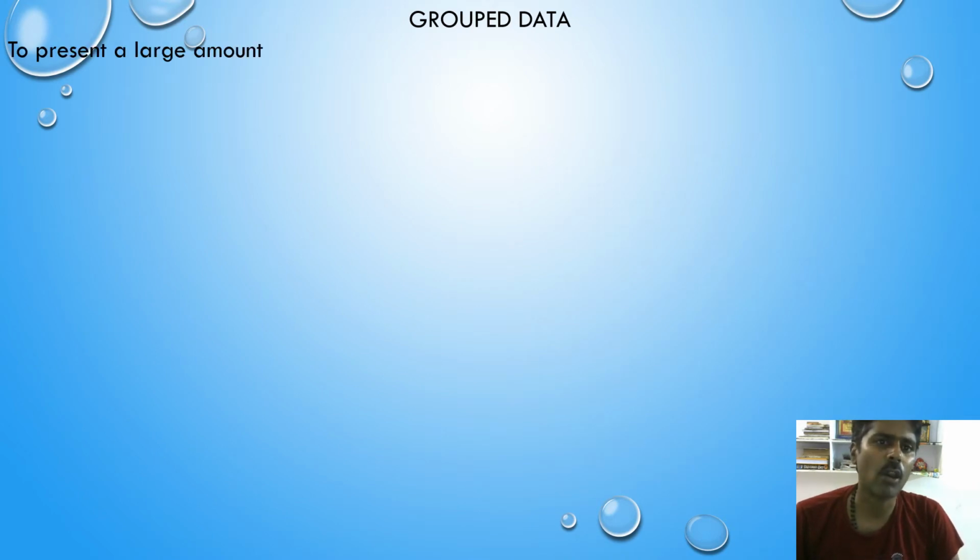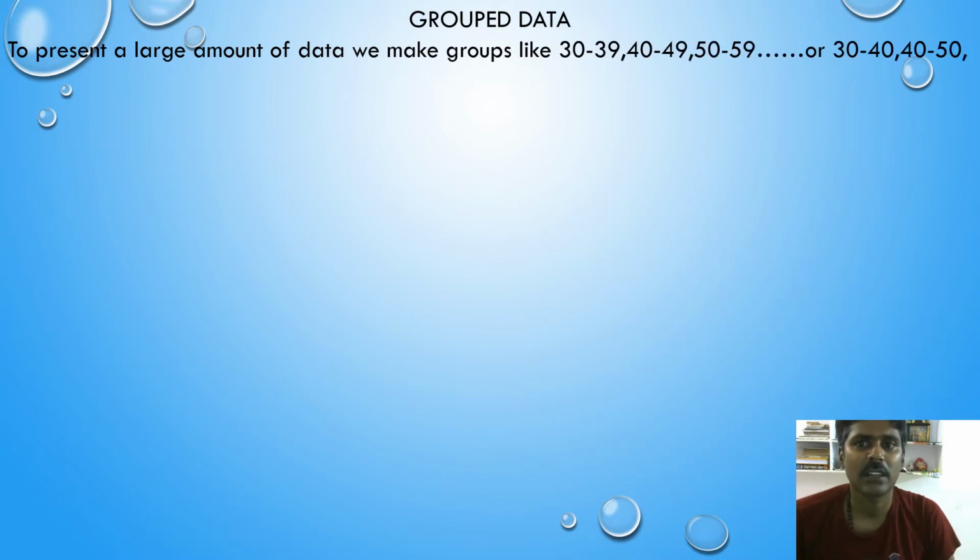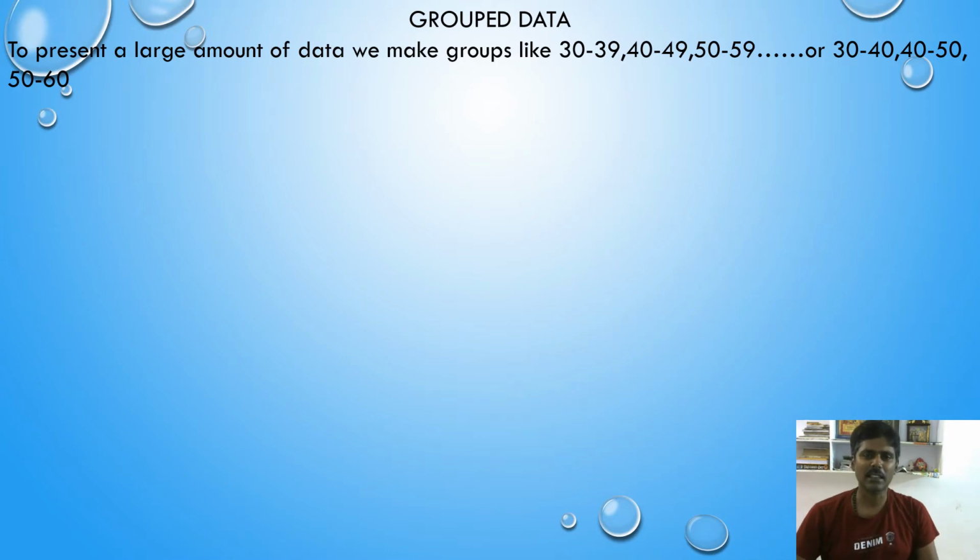To present a large amount of data, we make groups with some range, like 30 to 39, 40 to 49, 50 to 59, or 30 to 40, 40 to 50, 50 to 60. This is for analyzing a large amount of data as groups. For example, A1 grade, A2 grade, B1 grade, B2 grade. We have groups like 91 and above, 83 to 91 is A2, like that. Grouping numbers for analyzing large data is known as grouped data.